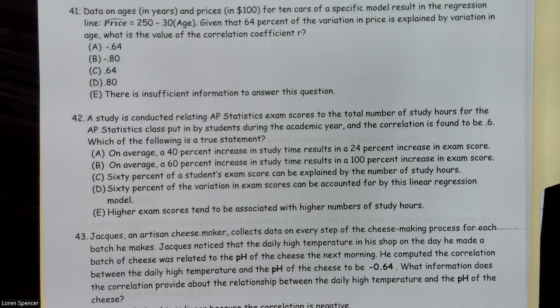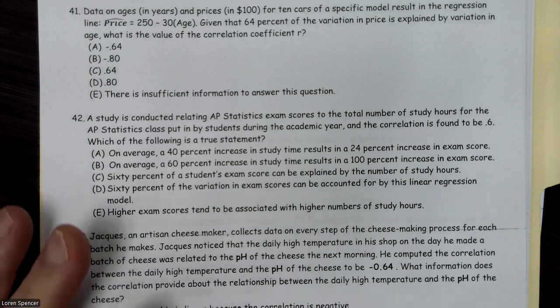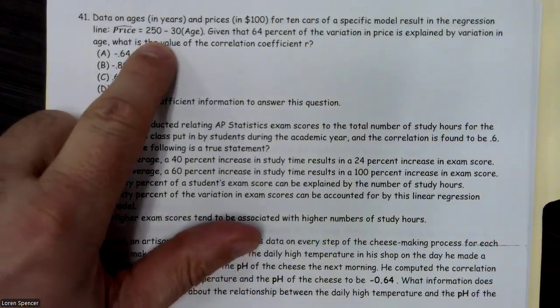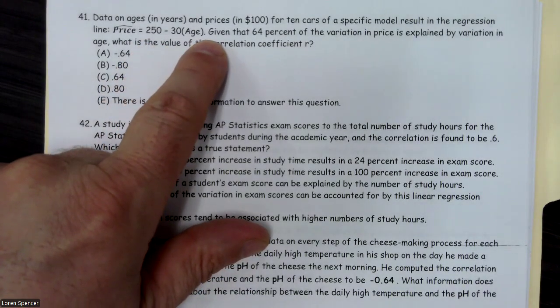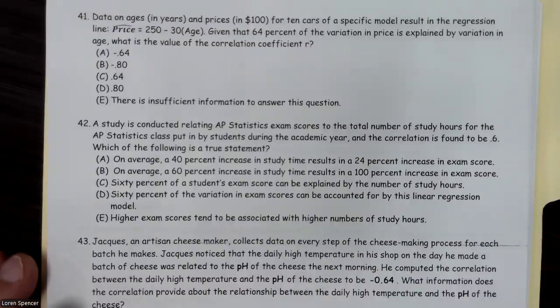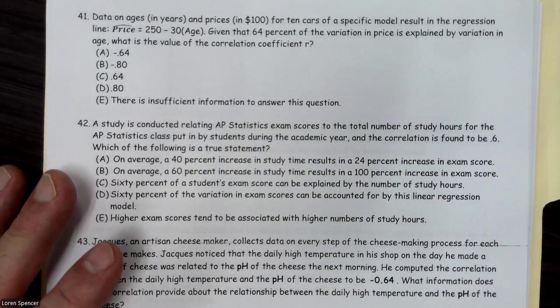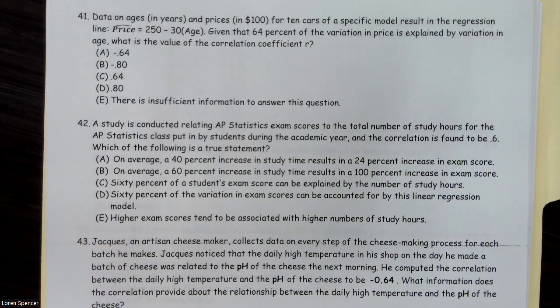Data on ages in years and price in $100 for 10 cars of a specific model result in the regression line: price equals 250 minus 30 times age, the number of years. Given that 64% of the variation in price is explained by variation in age, what is the correlation coefficient?